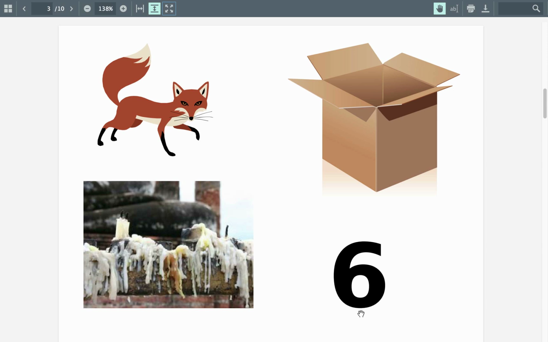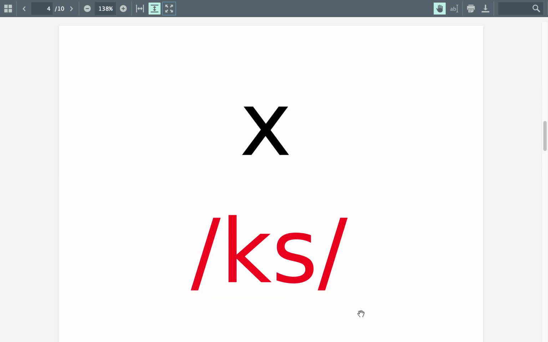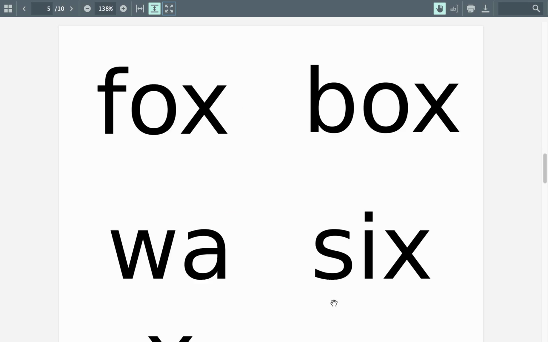I hope you heard the sound ks. That's right, the sound ks is represented by the letter X. The letter X is different from most letters because it actually makes 2 sounds, a k and an s. All right, so here's the letter X, and the sound that's represented by the letter X sounds like ks. Repeat that with me. Ks.